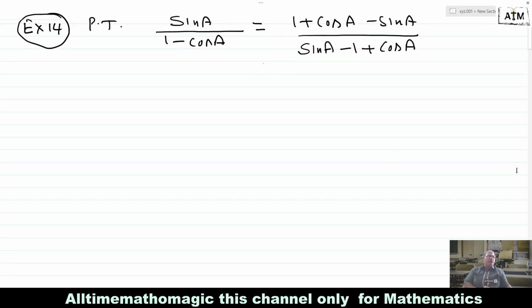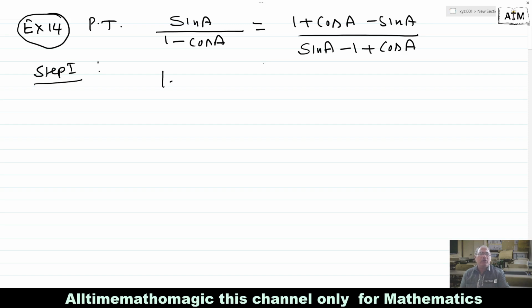Example number 14. In this example, sin A upon 1 minus cos A equals 1 plus cos A minus sin A upon sin A minus 1 plus cos A. And this can be proved by using the theorem of equal ratios. And for that, step 1.